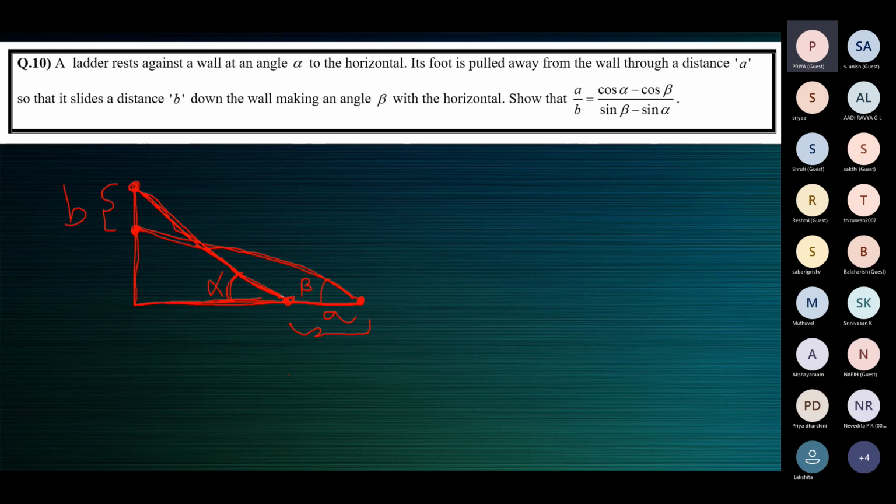Show that A by B is equal to cos alpha minus cos beta by sin beta minus sin alpha. So here, in the right triangles where you have alpha and beta, you must use sin alpha, sin beta, cos alpha, cos beta.